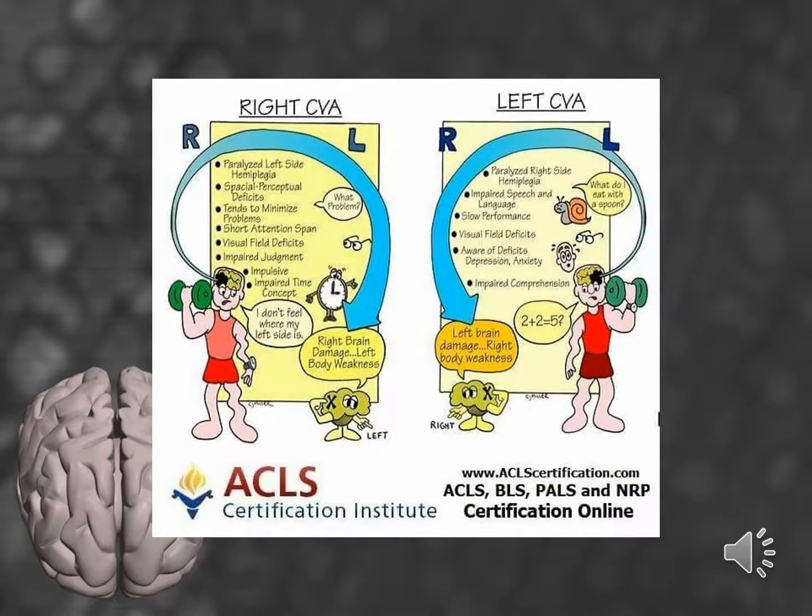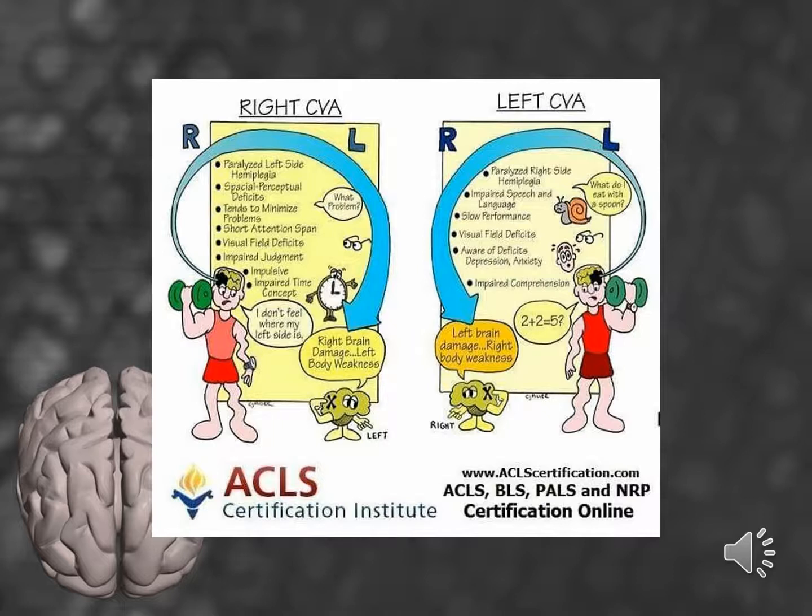I love the way this picture differentiates between what you would see with a right-sided versus a left-sided CVA. So when you have a right-sided CVA, meaning that ischemia has occurred on the right side of the brain, then it affects the left side of the body. So the left side will be paralyzed, so they'll be hemiplegic on that left side. Another thing that's really big with a right-sided stroke is a problem with making good decisions. So they have impaired judgment, they're much more impulsive, aren't able to concentrate for an extended period of time.